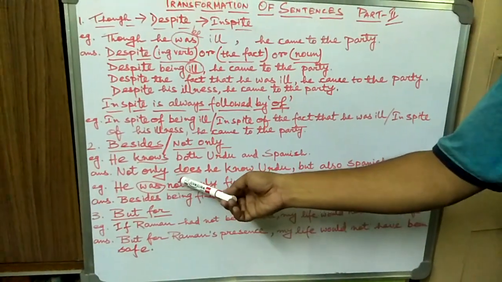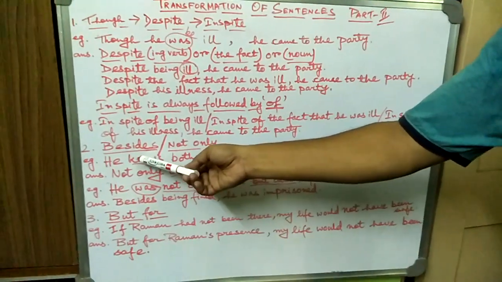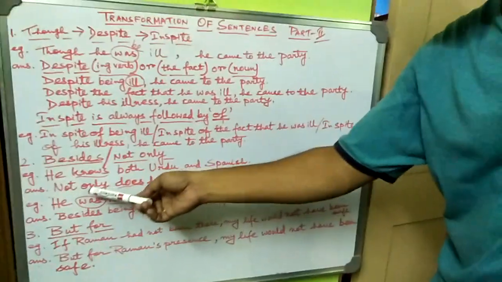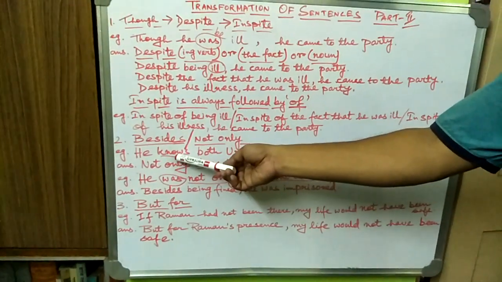Not only, then we have to use the do verb. Now in the question, it is written knows, that is why it will be does. If it is knew, it will be did. So not only, then use the do verb according to the tense given.